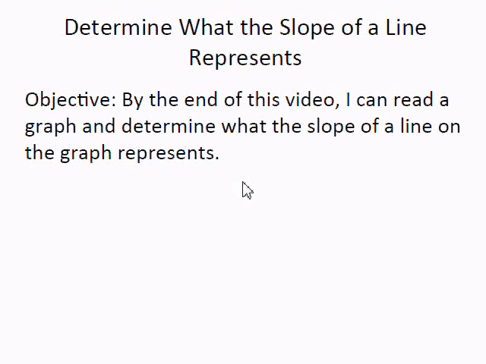In today's video, we're going to be determining what the slope of a line represents, and the objective is, in this video, you should be able to read a graph and tell what the meaning of that slope on that line of the graph represents.